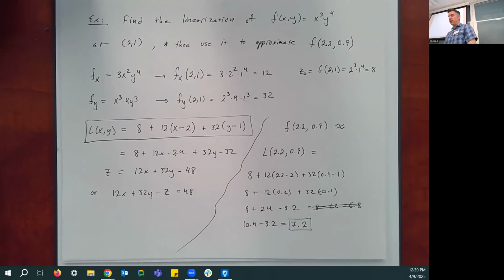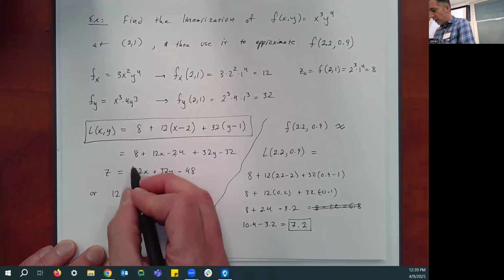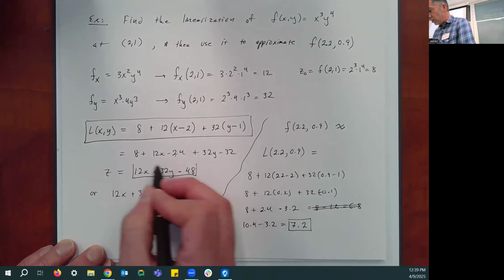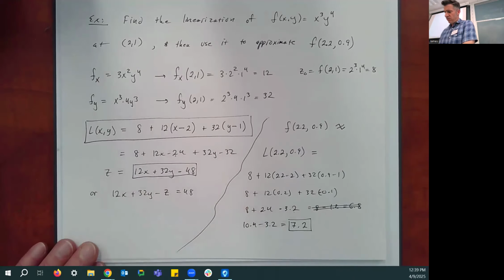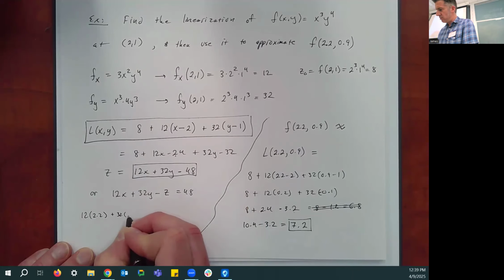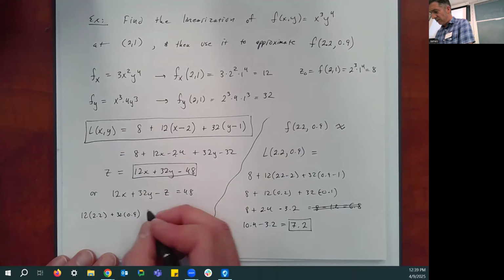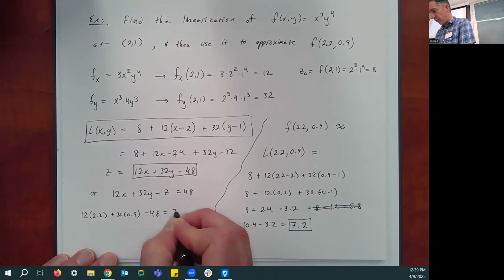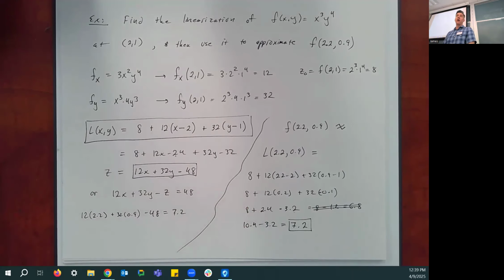Yes, you would. It's a little bit more work to do it that way, depending on your perspective. And sometimes things are uglier than this, and so it really is a lot more work to do it if you simplify it first. But if you were to use this instead, you should still get the same answer. But 12 times 2.2 plus 32 times 0.9, that doesn't seem like fun. But it should equal 7.2. It's just more work to do it that way.